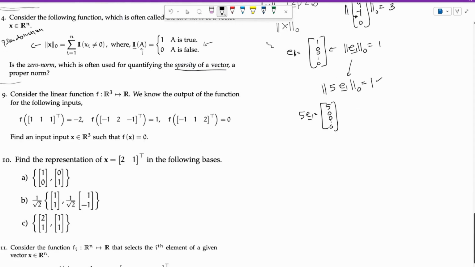Now we look at a problem on linear functions. Let's say we have a linear function f which takes elements from R3 and returns a real number. We don't know the function. We don't know the output of the function for any given input, but we only know the output for 3 different inputs. 1, 1, 1 gives me -2. If I input -1, 2, -1, I get 1. And if I input 1, 1, -1, I get 0.